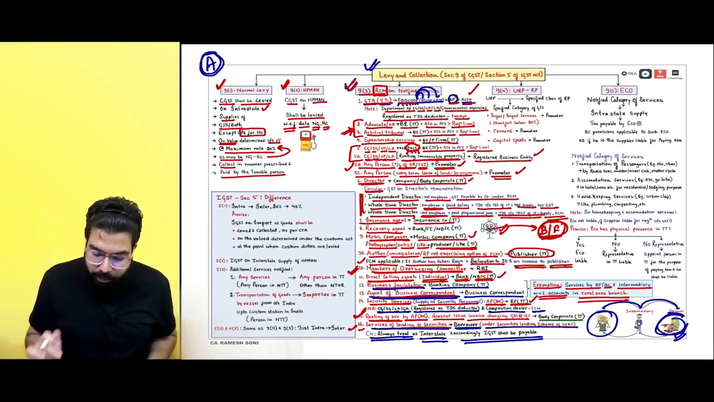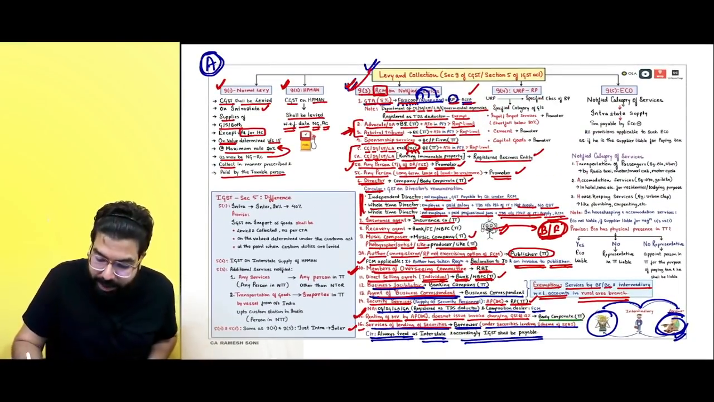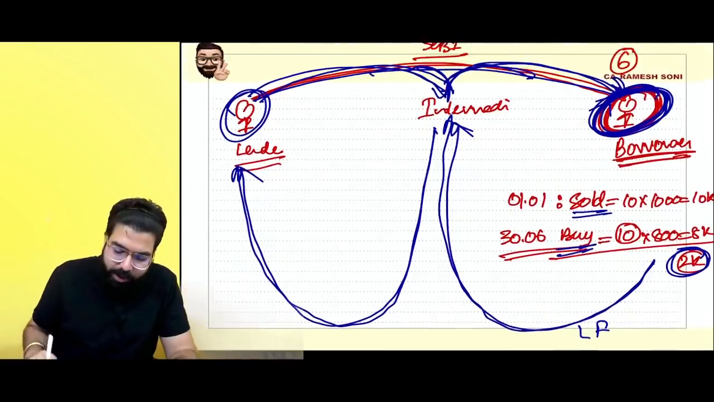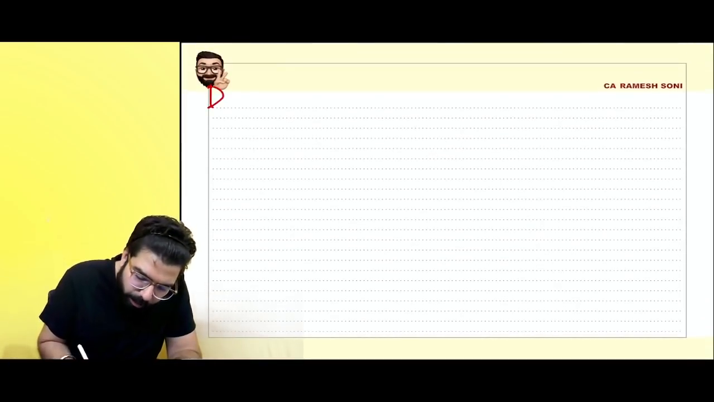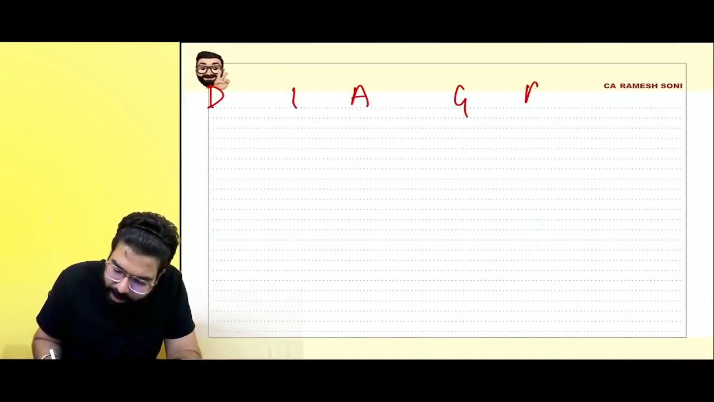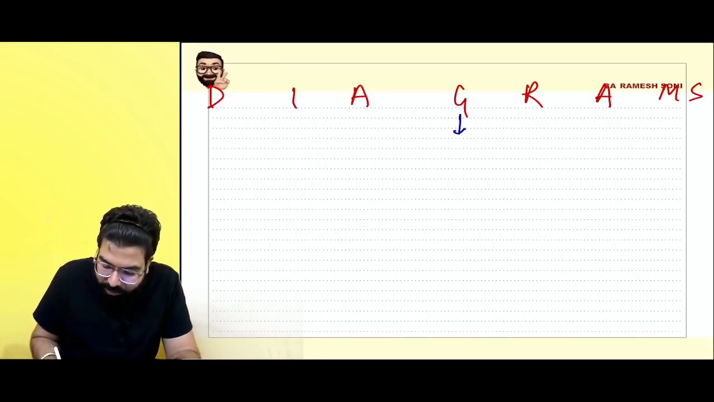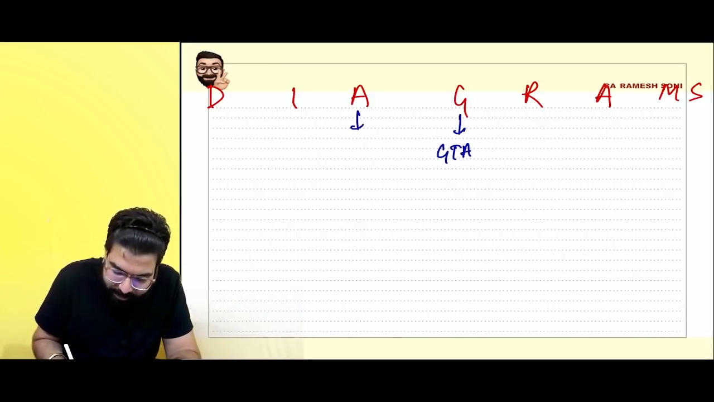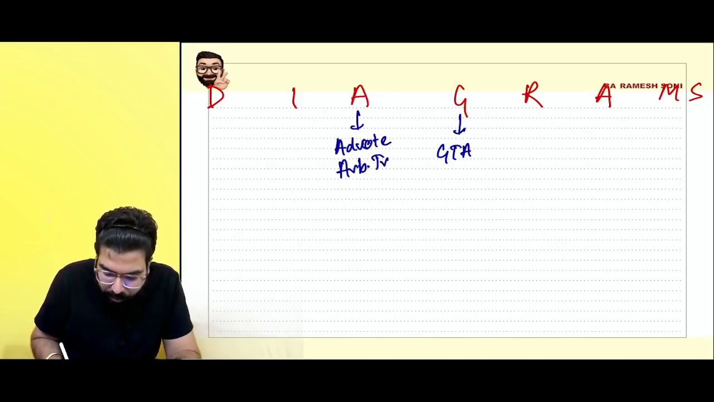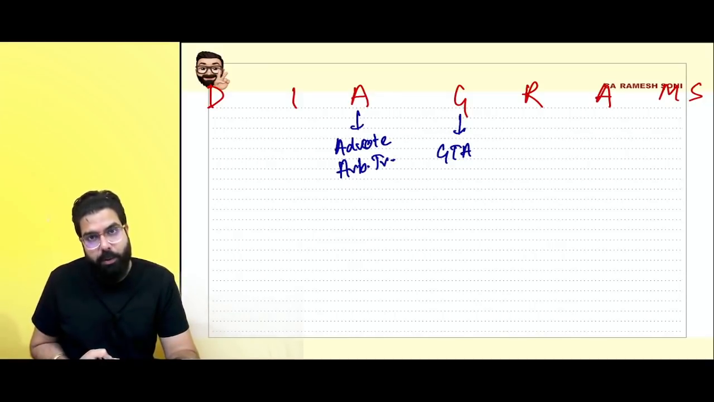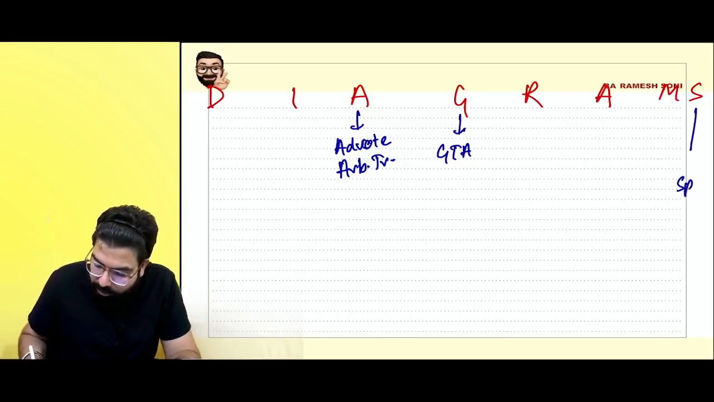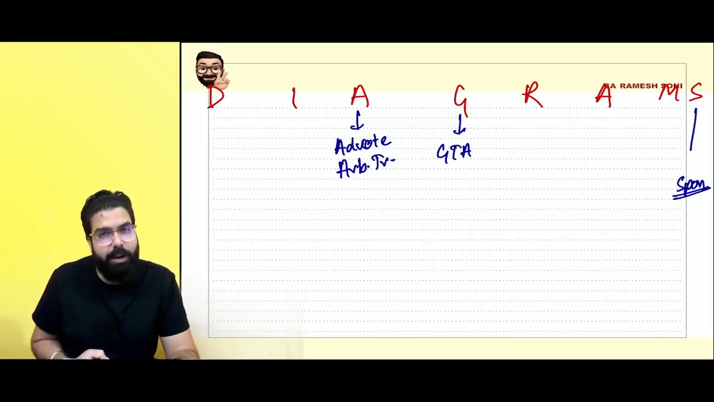Here we are done with reverse charge mechanism under section number 9.3. I went ahead and taught you about what? I'll tell you again, everyone. Number one was GTA, Goods Transport Agency. Number two was advocate. Number three was arbitral tribunal. Fourth one was sponsorship. Okay, sir, sponsorship services was there.